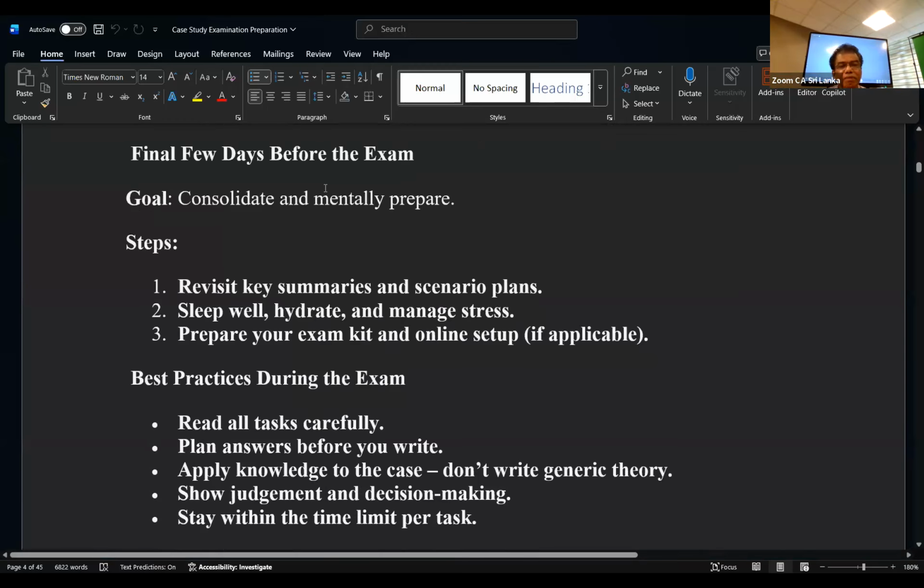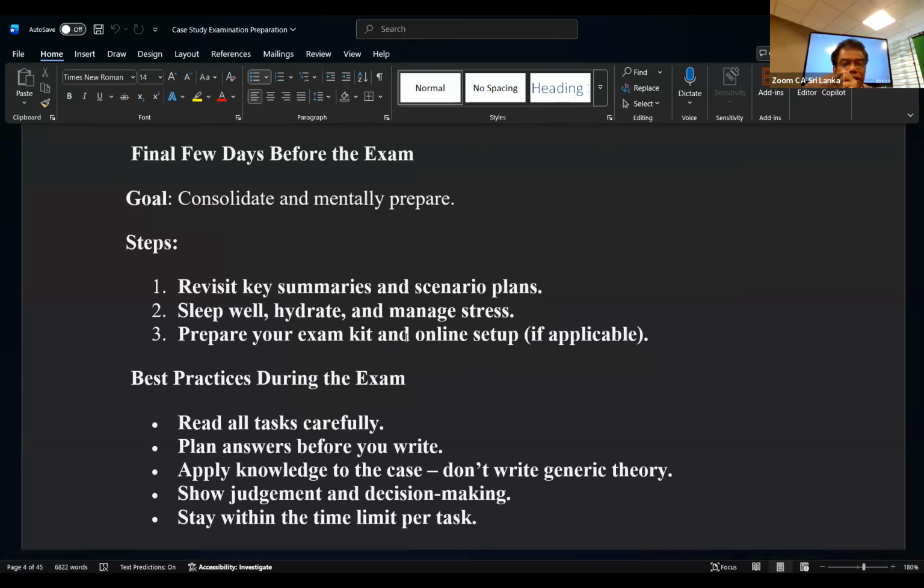Then, in the final days before the exam, consolidate and mentally prepare: revisit key summaries and scenario plans, sleep well, manage stress, and prepare your exam kit and online setup if available.